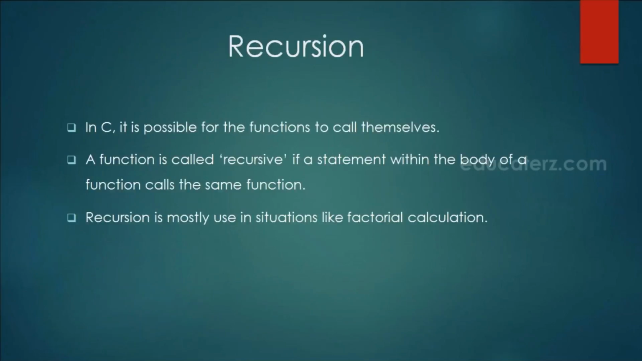Now the next concept is recursion. In C, it is possible for a function to call itself. A function is called recursive if a statement within the body of the function calls the same function. There will be some exit condition to stop this, but a function can call itself. One example is the calculation of the factorial of a number.